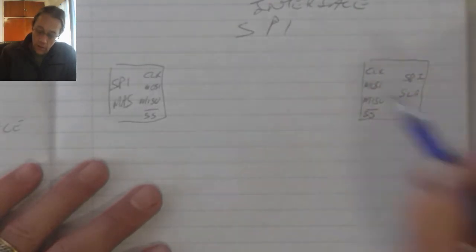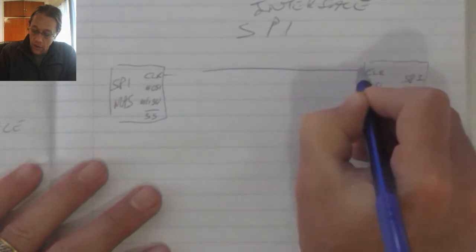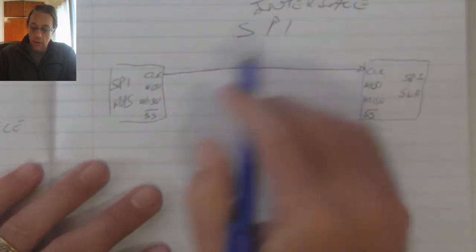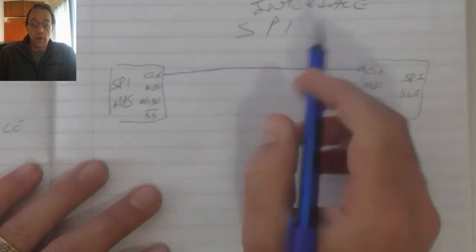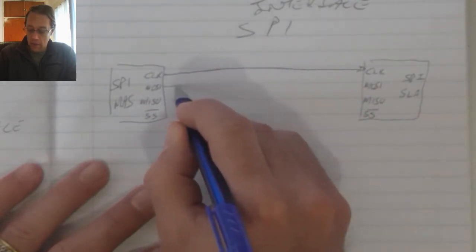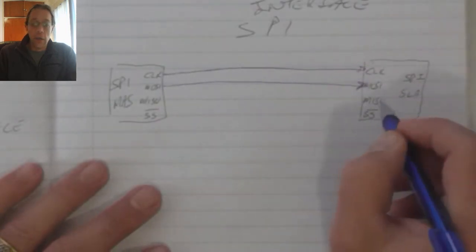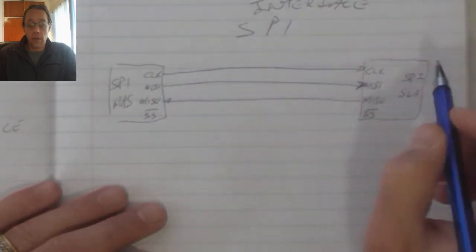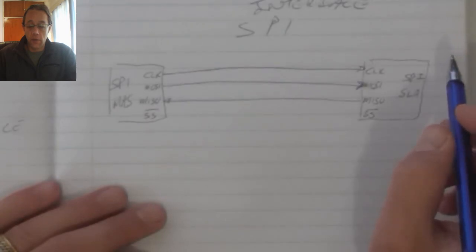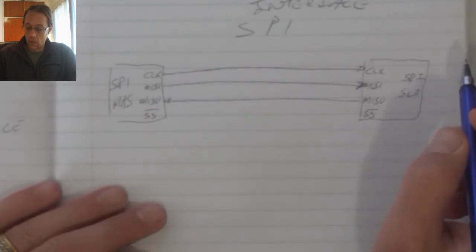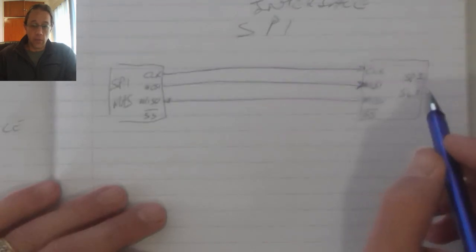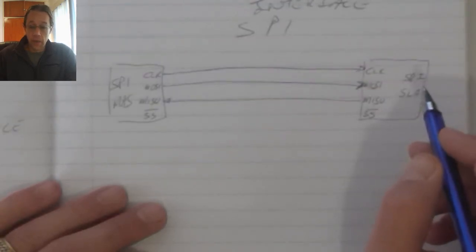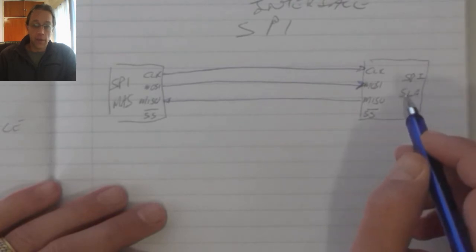The clock feeds from the master to the slave. The master is in control of the clock. Then the master out, slave in is the data transfer that goes from the master to the slave. Then there is a master in, slave out that is used for communication, to indicate to the master that the slave is ready to receive data, or the line is open for receiving, or maybe for some feedback information.